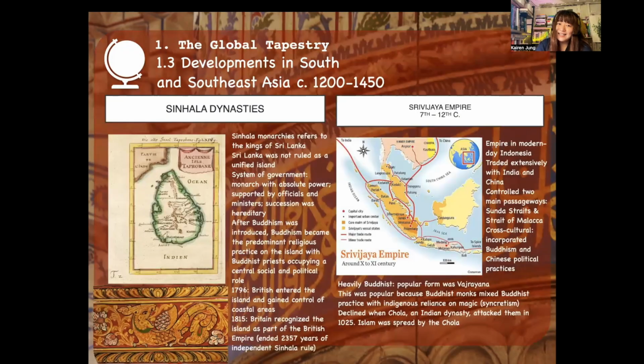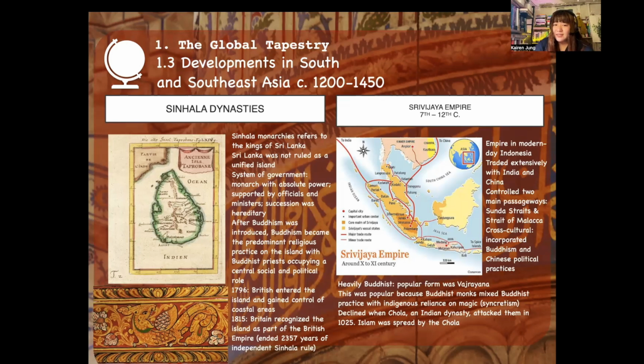Let's look at the Sinhala dynasties. The Sinhala monarchies refers to the kings of Sri Lanka. Sri Lanka was not ruled as a unified island. They had monarchs with absolute power, and they were supported by officials and ministers. Succession was hereditary, which meant you could only be born into power. After Buddhism was introduced, it became the predominant religious practice on the island, and you had Buddhist priests occupying a very central social and political role.